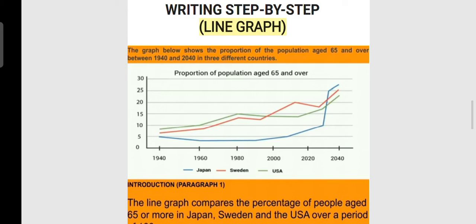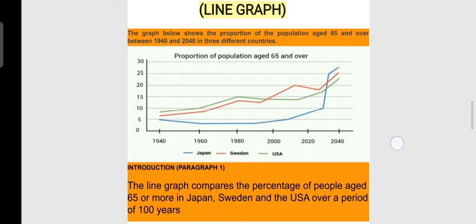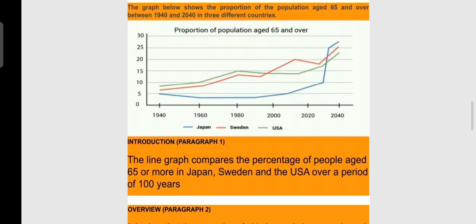There we are given the percentage of people aged 65 or more: 5, 10, 15, 20, 25, 30. This is given. Now how to describe it? The first line is the introductory line, which says what this is all about. This can be taken from the question also.